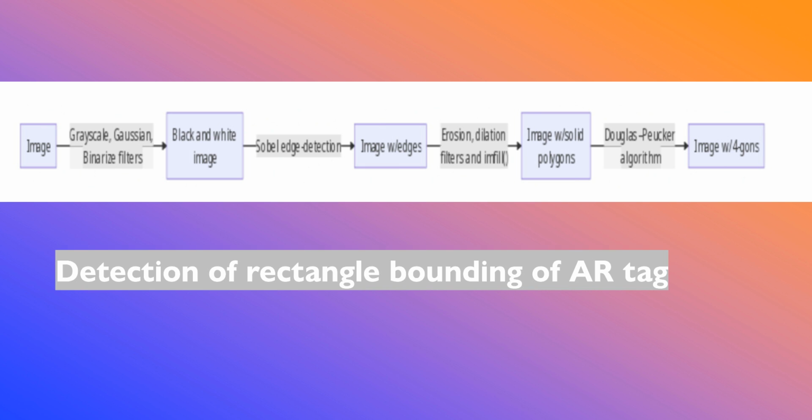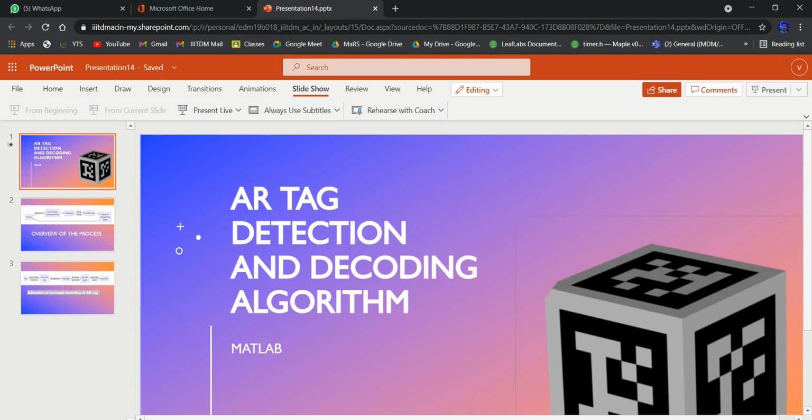With this edge detection image, we are filling the image using the imfill function, and this filled image we are feeding to the bwboundaries function, which determines the boundaries of each and every filled region. Using these boundaries, we are feeding into the Douglas-Peucker algorithm, which is responsible for giving the coordinates of the AI tag. And this is how we are determining the coordinates.